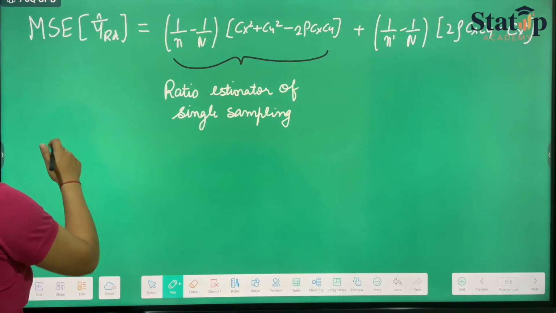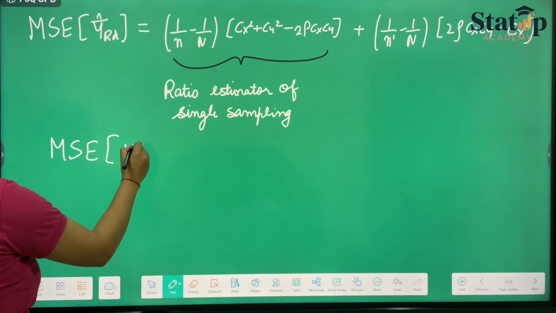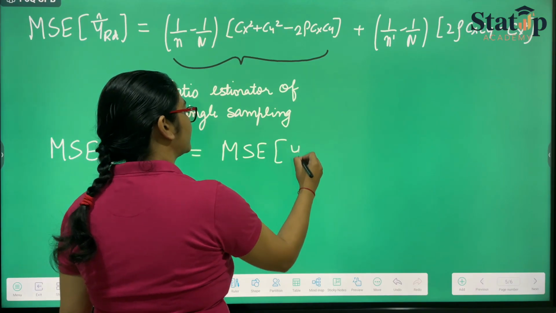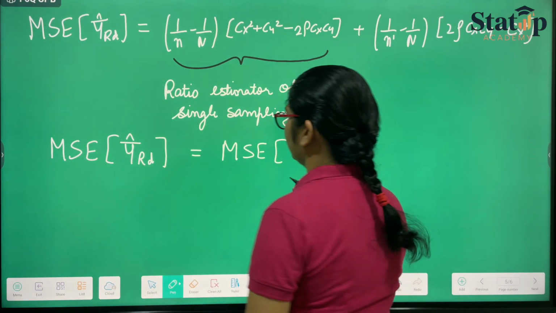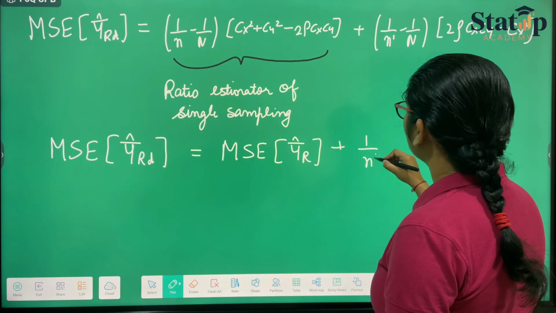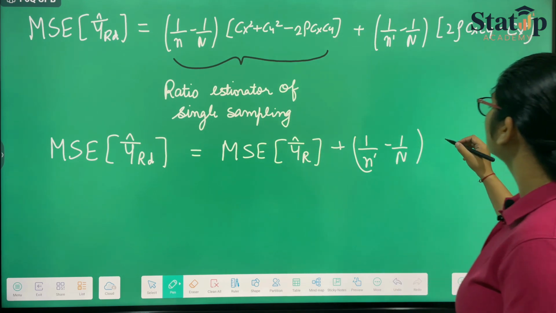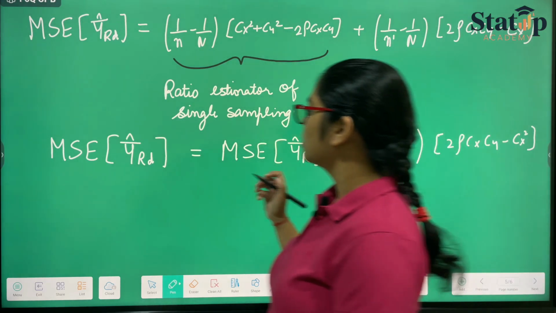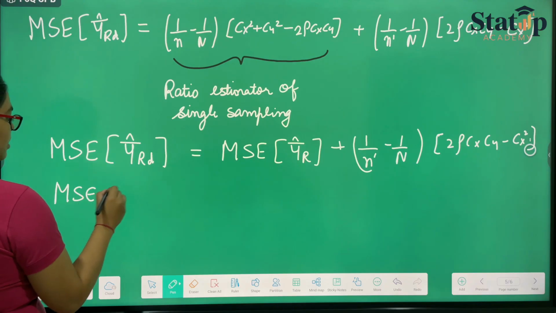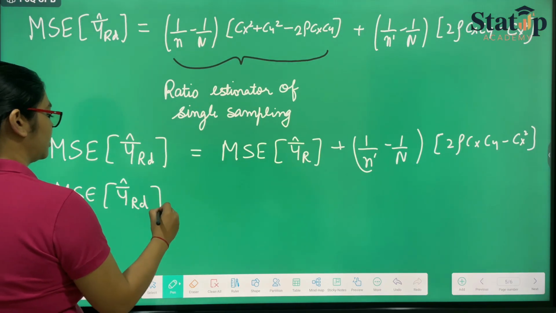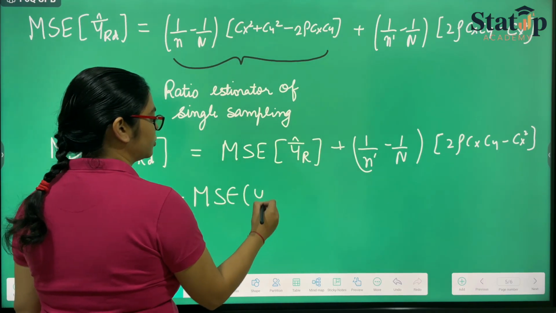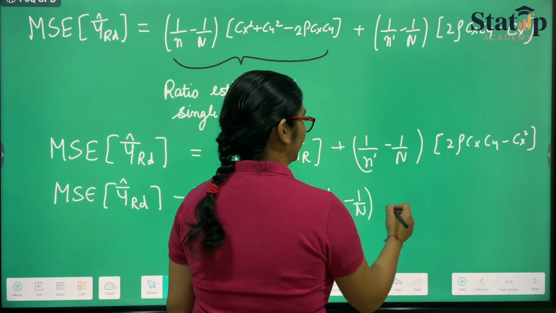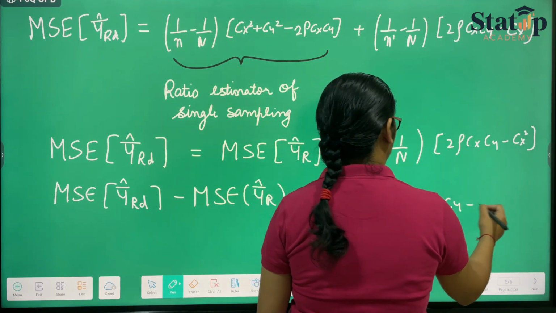So we can write it as the MSE of the ratio estimator in double sampling is equal to the MSE of the ratio estimator in single sampling, which we denote as R only, plus 1 upon n dash minus 1 upon capital N into 2 rho Cx Cy minus Cx square, which can be written as the MSE of the ratio estimator in double sampling minus the MSE of the ratio estimator in single sampling is equal to 1 upon n prime minus 1 upon capital N, 2 rho Cx Cy minus Cx square.